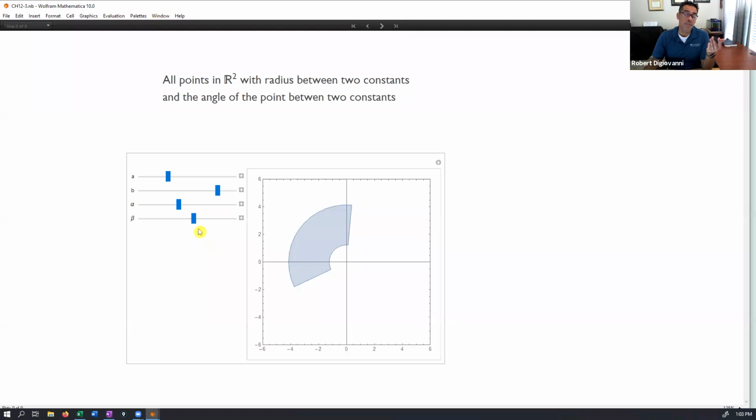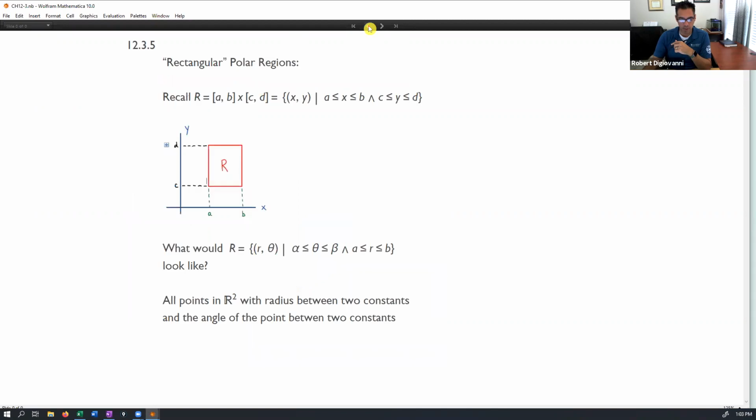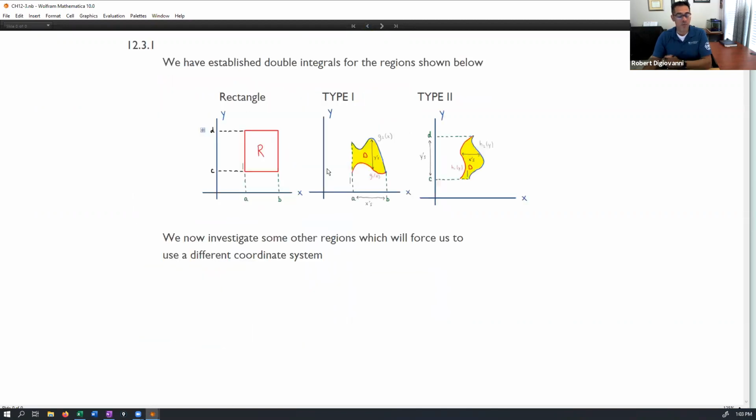But if you go back to when we first started talking about double integrals, we had type 1 and type 2. Back when we were doing Cartesian, we had a regular Cartesian rectangle where our x's were between two constants and our y's were between two constants, and then we had a type 1 and a type 2. In type 1, our variable x was trapped between two constants, but our y variable was between two functions of x. Type 2 was reversed: our y's were between two constants, and our x's were between two functions of y.